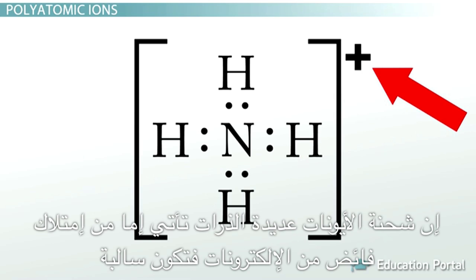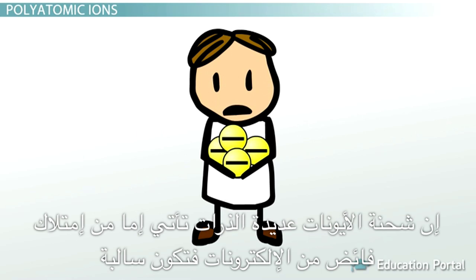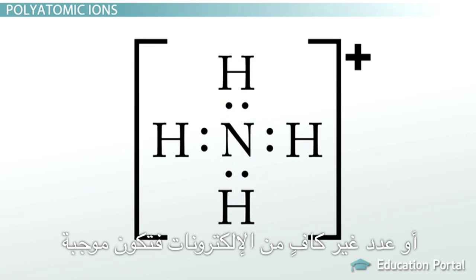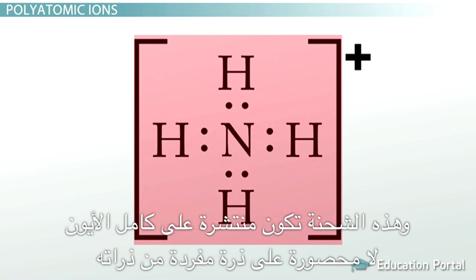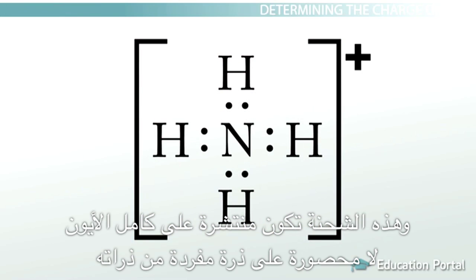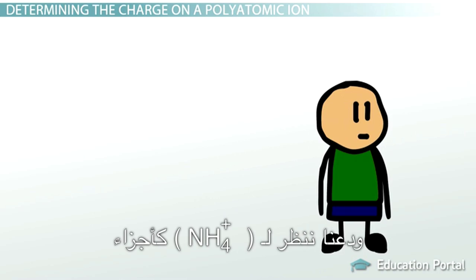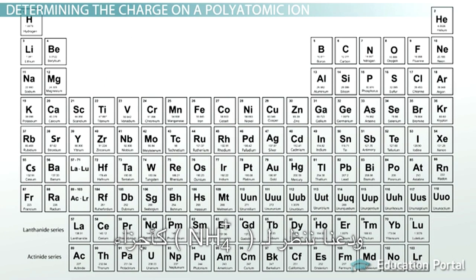The charge on a polyatomic ion comes from having either too many electrons for a negative charge or too few electrons for a positive charge. The charge itself is spread out over the entire ion, not located on any of the particular atoms. Okay, hang with me here. Let's look at NH4+ as its separate pieces.